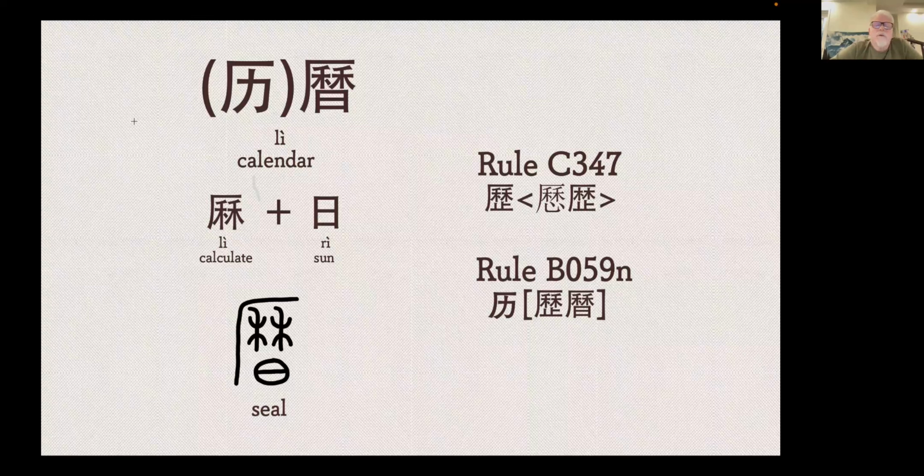So we have the simplification. We want to calculate the time of year so we can plant the crops in the proper time so we won't starve to death. And we can either use a sundial to calculate how far the sun is north or south, or we can calculate the morning star, the rising star with the sun. Two ways to calculate the year. When they simplified it, they simplified those two characters to the proper character for history. And then they simplified the calendar with the history, and came up with a character that never existed before. In fact, when they simplified Chinese characters, they created 210 new characters that never existed before. That's how Chinese simplify things.